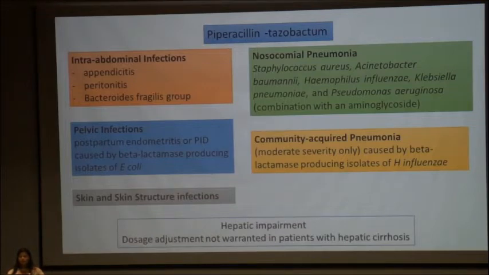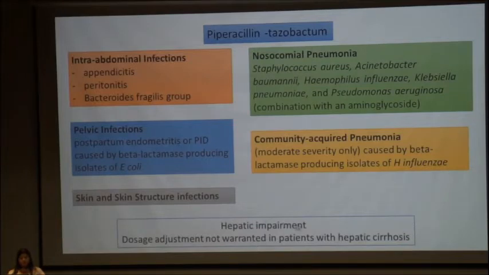Okay, so most commonly used is piperacillin-tazobactam. Indications are mostly intra-abdominal infections, be it peritonitis or appendicitis, and even covering some of the anaerobic Bacteroides species as well. Pelvic infections, again, are very important, and nosocomial pneumonia, with both gram positive as well as gram negative pathogens. Pneumonia of moderate severity is usually treated with piperacillin-tazobactam, and then community-acquired pneumonia of moderate severity only, caused by beta-lactamase producing species of H. influenzae and other pathogens mentioned earlier. Then it is also important for skin and soft tissue infections.